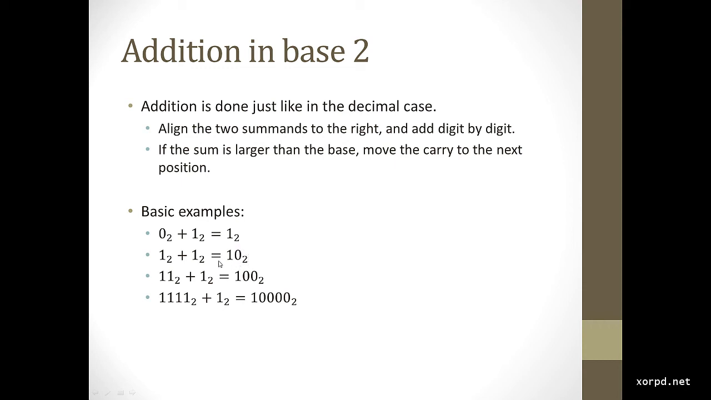If you think about it, the next number after 1 in base 2 is 10, because we don't have any more digits. It is like thinking about the decimal case of what is the next number after 9. It is 10, because we don't have any more digits. Another example, 11 plus 1 is 100 in base 2. And maybe another example of this type, 1111 plus 1 equals this number, 1 followed by 4 zeros in base 2.